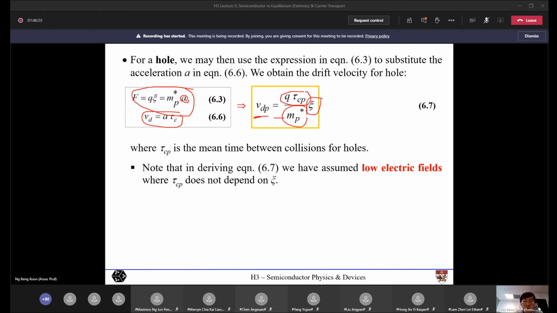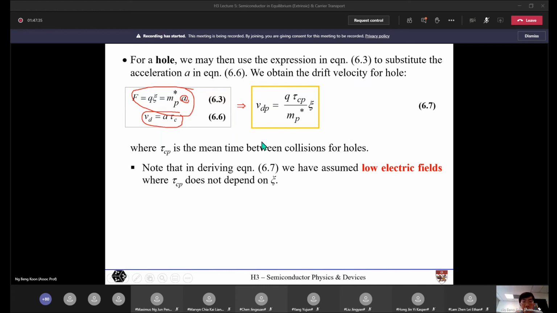So we see that the average velocity of movement of your carrier depends on a few things. One is the electric field that's applied. The other is the effective mass of your particle, or the hole in this case, and the average time between collision. How long, on average, before the carrier undergoes a collision and gets kicked in a different direction. So this equation is a useful equation that we can use to work out the drift velocity of your carrier.